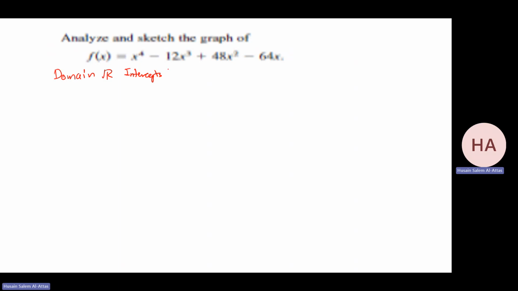Y-intercept, you can check easily. Make x equals 0. So I'm getting y equals 0. It's all the other way. The x-intercept will make y equal 0. So I'm getting x equal what? I'm getting x cubed minus 12x squared plus 48x minus 64 equal to 0.